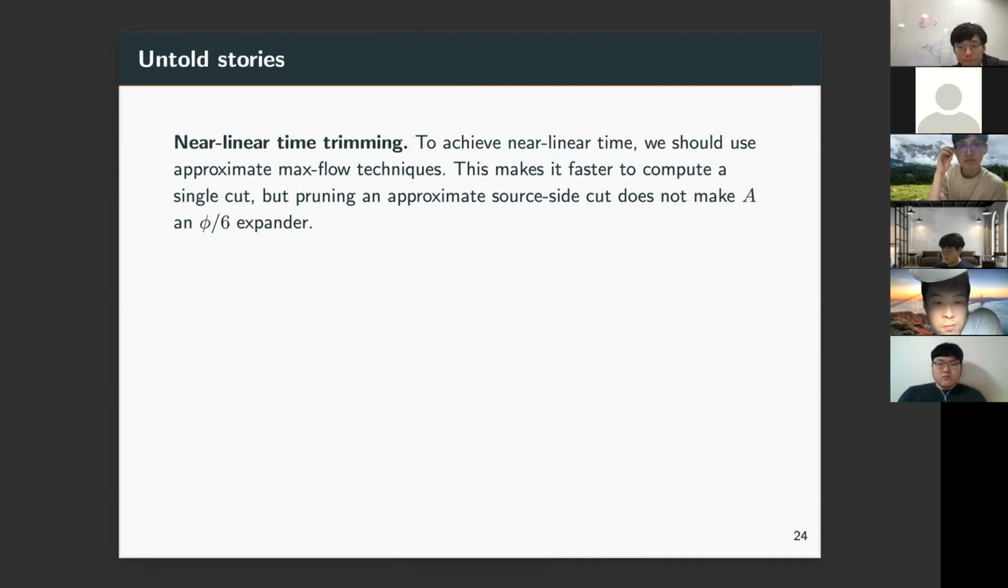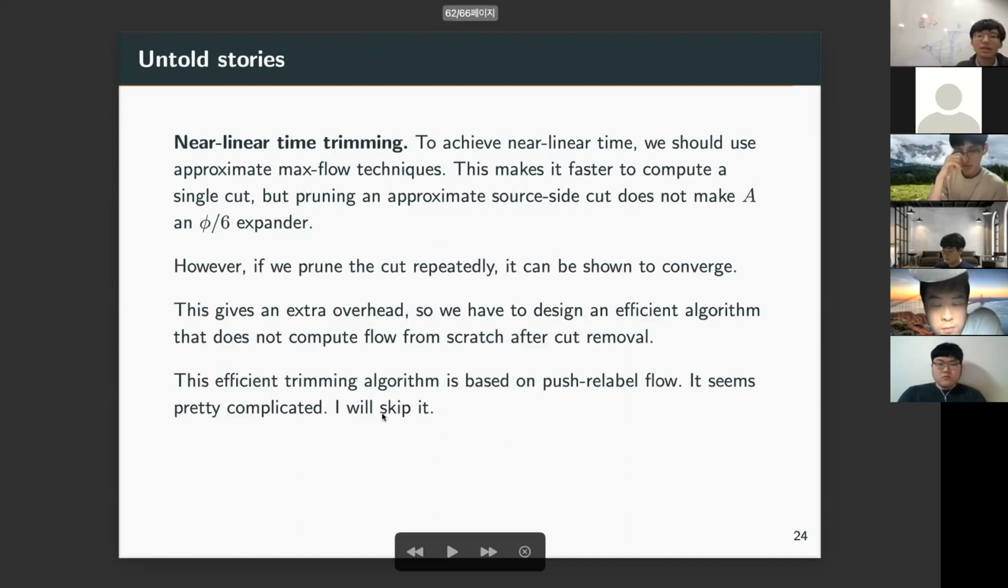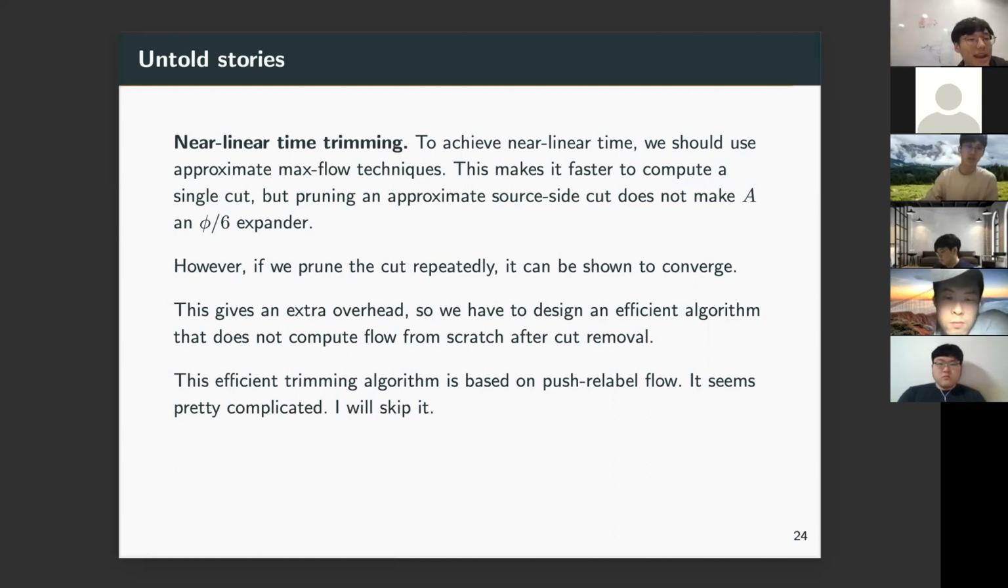So if we have an exact maximum flow, then we can prune only one time. But in this case, you have to prune for like log times. And it does converge, we can prove it. This gives an extra overhead, and you cannot compute everything from scratch. So you have to design an efficient algorithm that does not compute the flow from scratch after each cut removal. If you remove a cut, then you automatically rewrite the previous flow into the new cut that you have approximated.